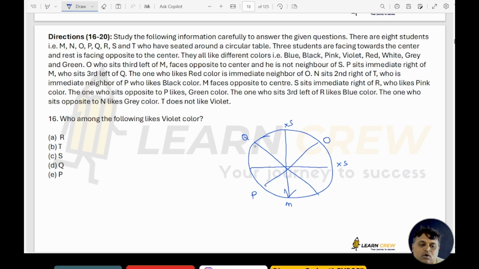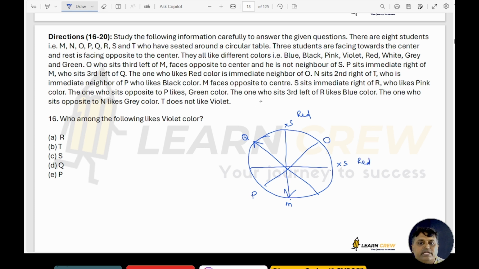If Q is facing outwards, then M is third left of Q is satisfied. Because O is already here, you can't place Q here and say Q is facing the center. The positions of O and M are initially fixed, so Q has to be here. Now, the one who likes red color is an immediate neighbor of O.